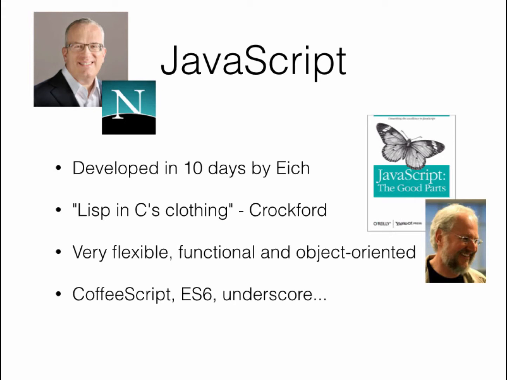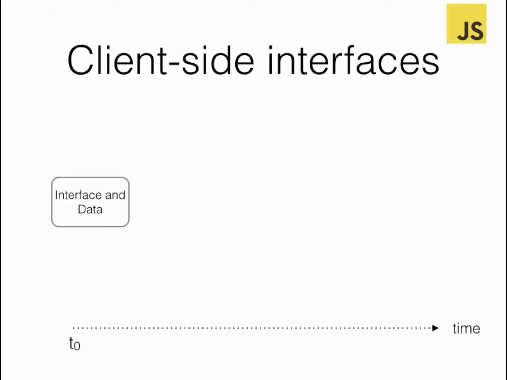It has functional parts, it has object-oriented parts, and even with projects like ECMAScript 6 or CoffeeScript, or with libraries like Underscore, etc., the language is not to blame. So what is to blame then? When we consider client-side interfaces, time is to blame.